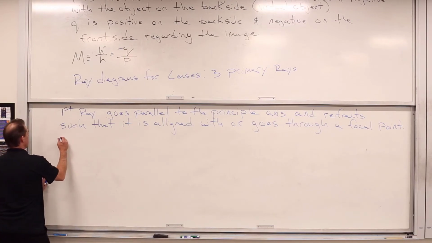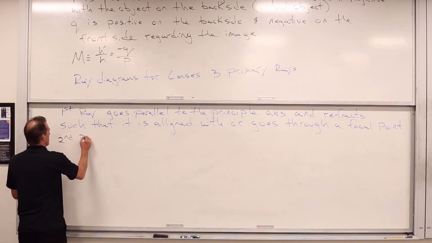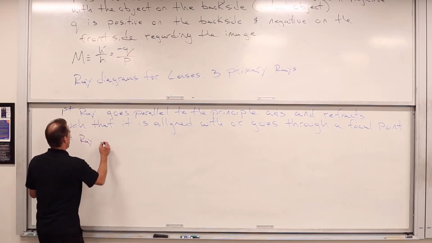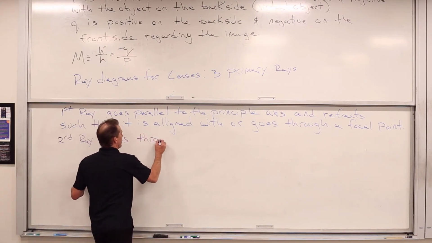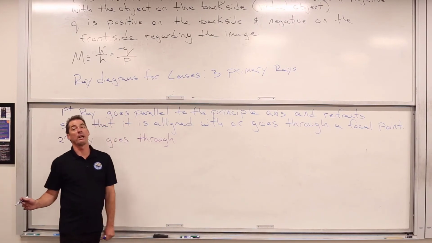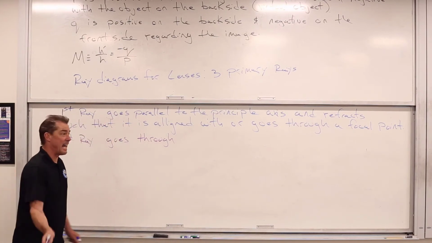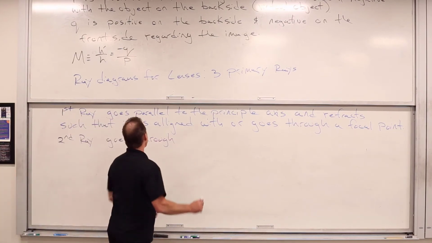Second ray goes through the intersection point of the lens and the principal axis, unchanged in its path.